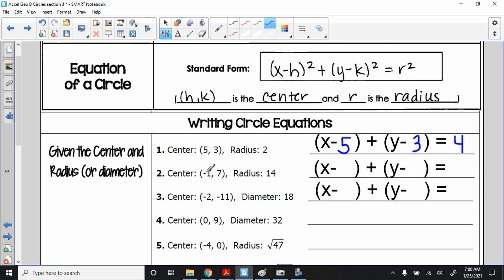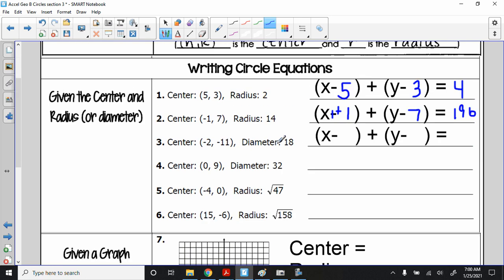So we got a -1 on this next one. When I put a -1 in here, this does change. That minus is supposed to be there, so I'm going to change this to x plus 1. Put your 7 in, and then 14 squared. Pretty sure that's, yeah, 196. All right.